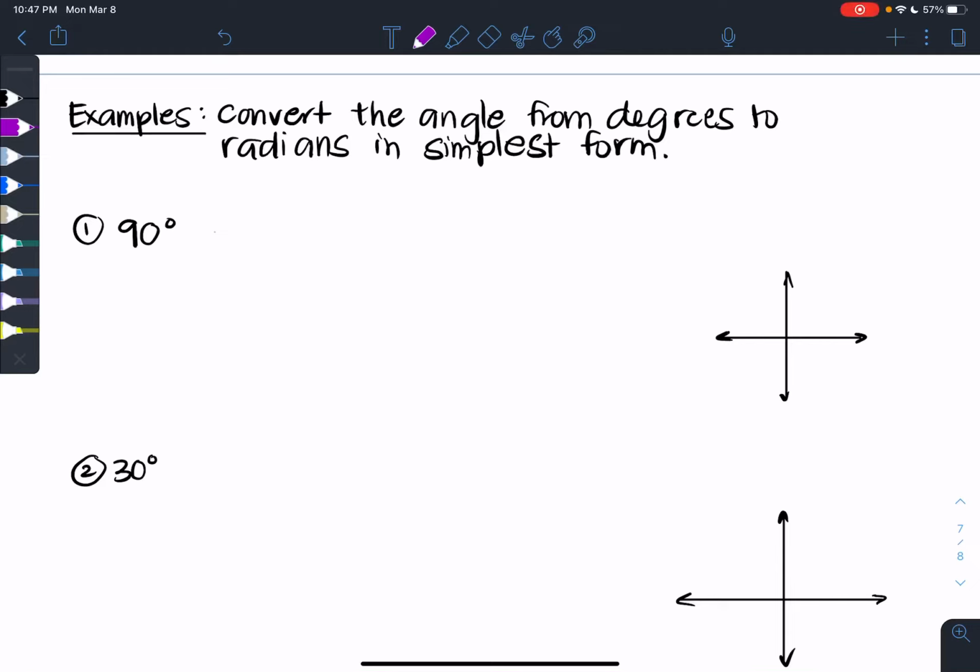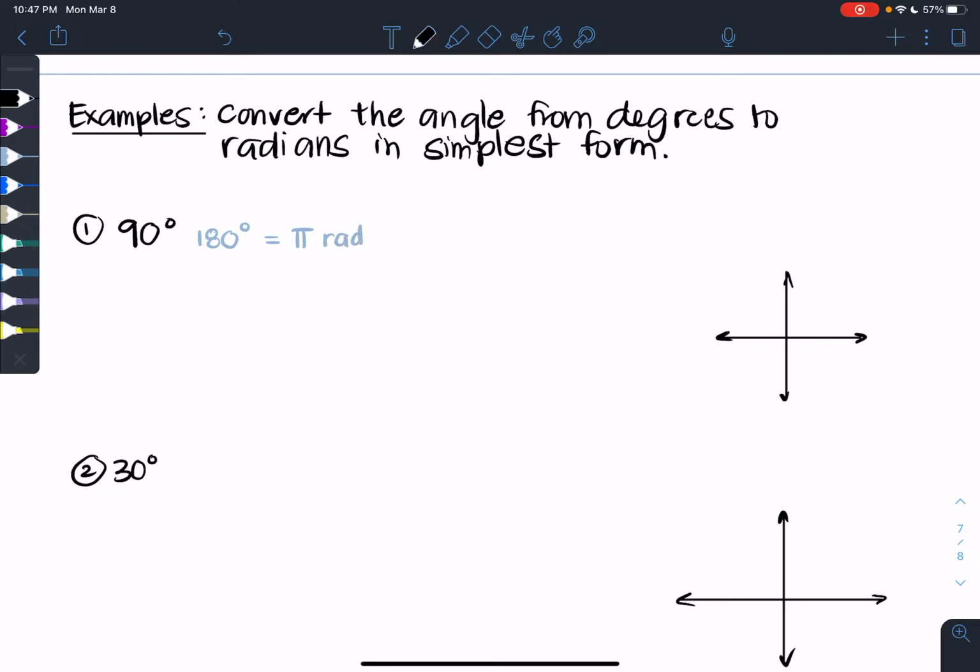For these examples, we want to convert our angle from degrees to radians in simplest form. So we're going to want to remember how to simplify fractions to obtain simplest form. For number 1, we want to convert 90 degrees into radians. So we want to remember what our conversion factor is. Our conversion factor is always going to be 180 degrees equals pi radians.